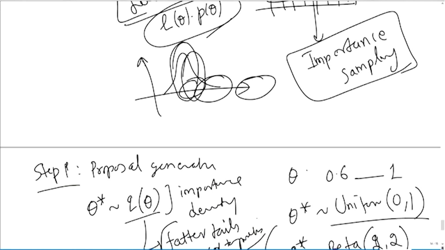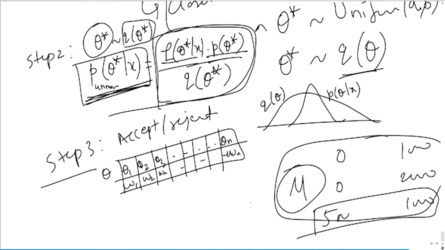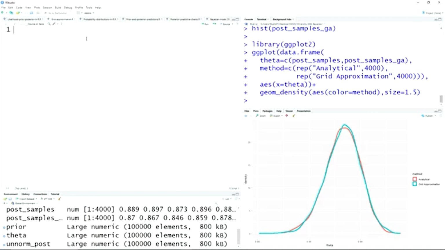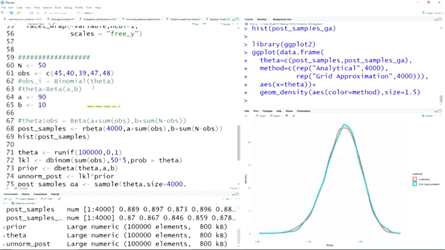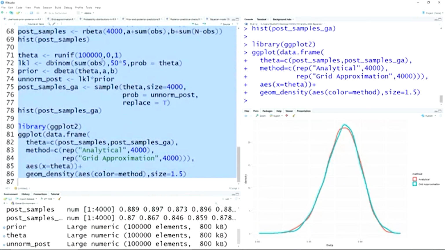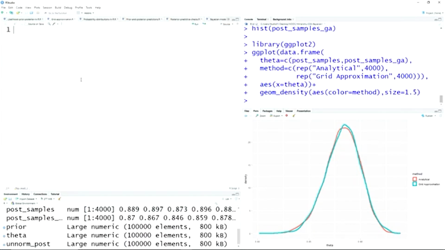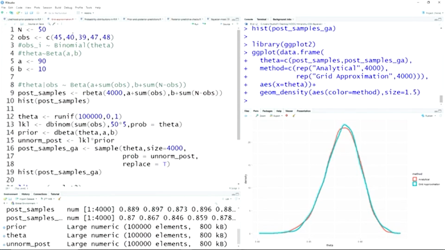For now, let us quickly try to implement importance sampling in R, okay. So let's see how to implement importance sampling in R for a simple example. In one of the previous lectures we compared grid approximation against the analytical approach. So let us now compare this also with importance sampling, right?